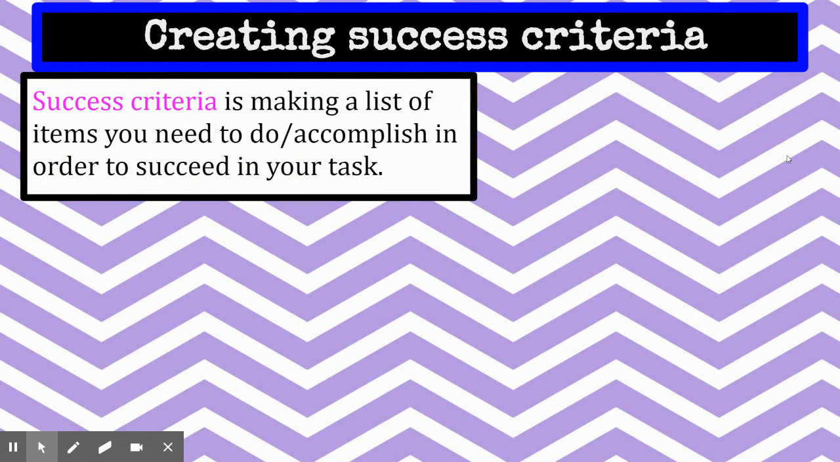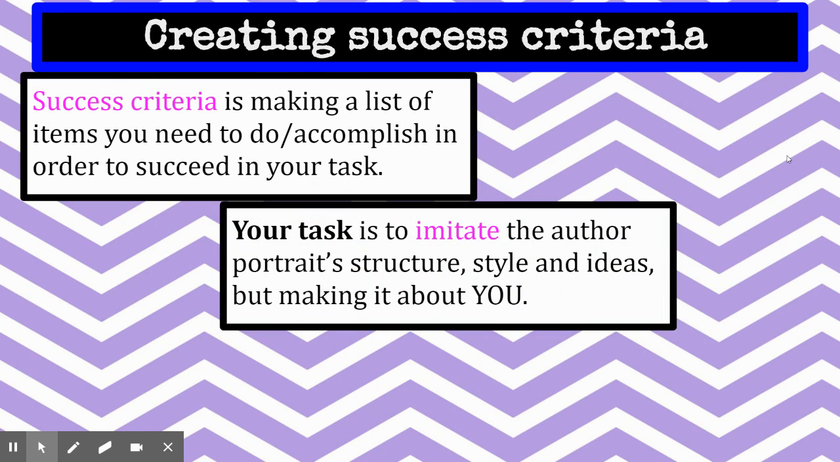So success criteria, this is a word you'll also hear, is making a list of items you need to do or accomplish in order to succeed in your task, okay? It's how we're going to get to our goal. And your task today is to imitate the author's portrait structure, style, and ideas by making it about you.